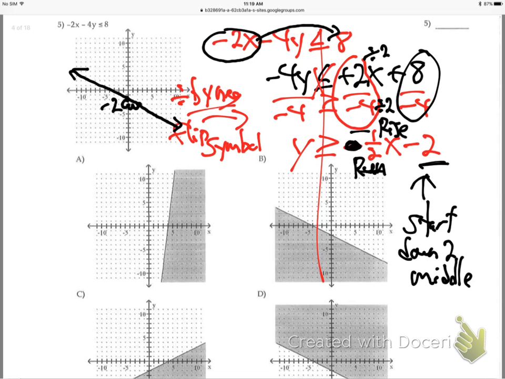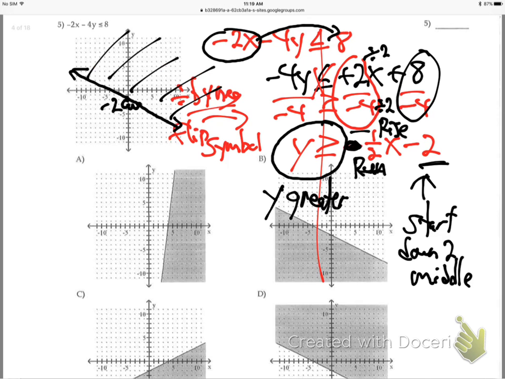Like that. Now we still got to decide the shading. So far so good? Everybody good with the graphing there? Because y is greater than. So it says y is greater. Greater. Where is the greater stuff? Above the line or below the line? Above the line. Greater stuff is above the line. It's going to be D, isn't it? It's this one.